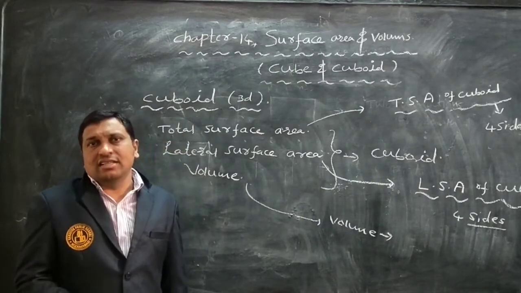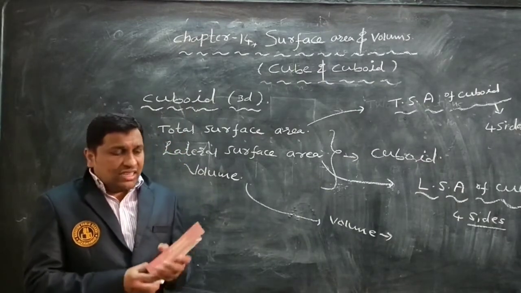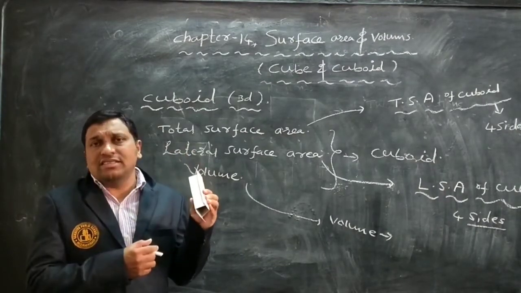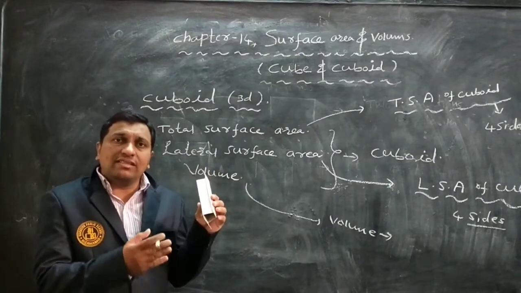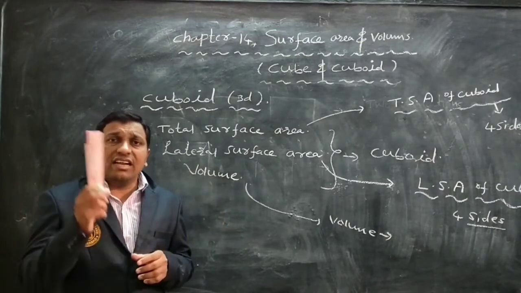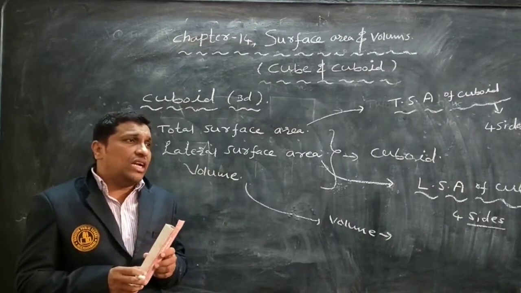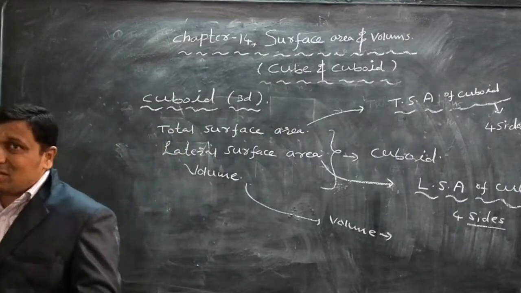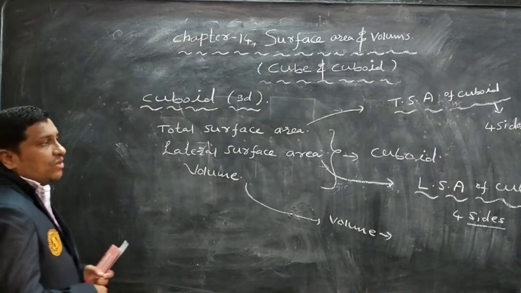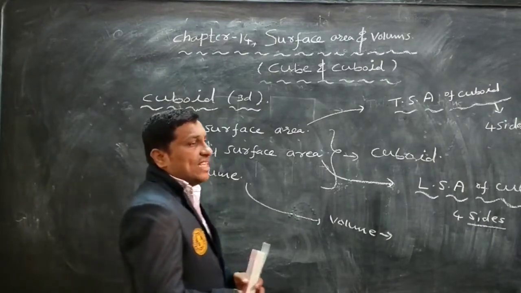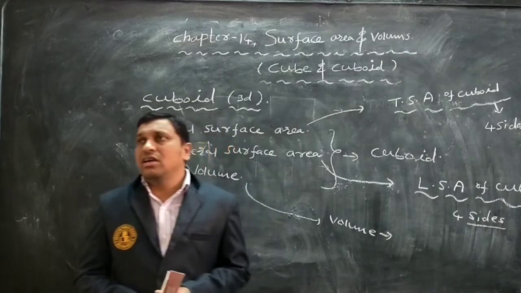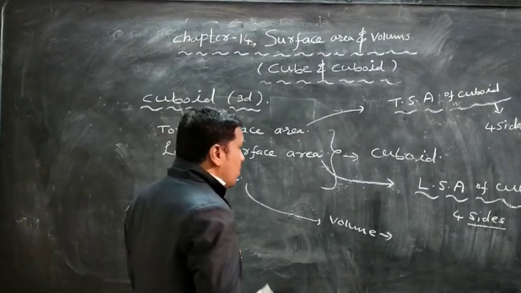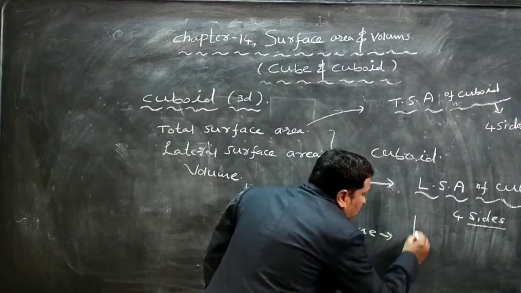For example, a dice is a cube. This toothpaste box is a cuboid. How do we say it is a cuboid? It has different dimensions: length is different from breadth, and breadth is different from height. So there are 3 different dimensions. In a solid object, 3 different sides means it is a cuboid. If L equals B and B equals H, meaning all 3 dimensions are equal, such a figure is called a cube.